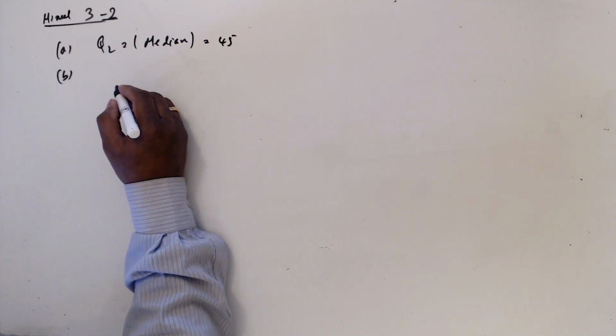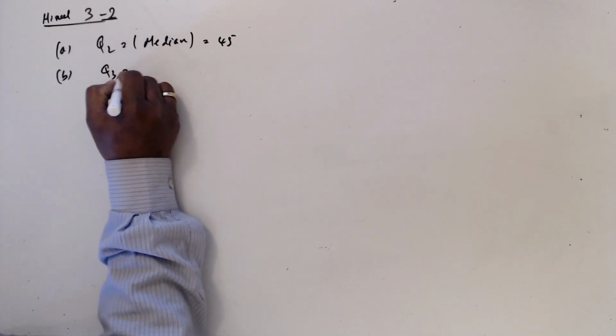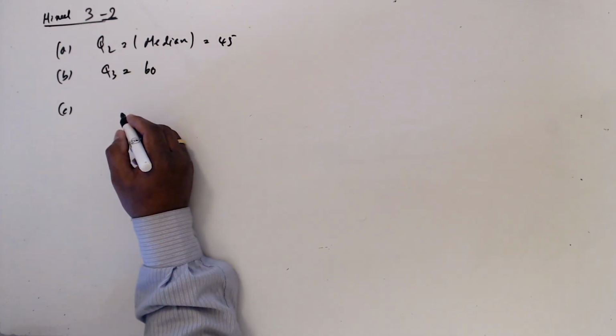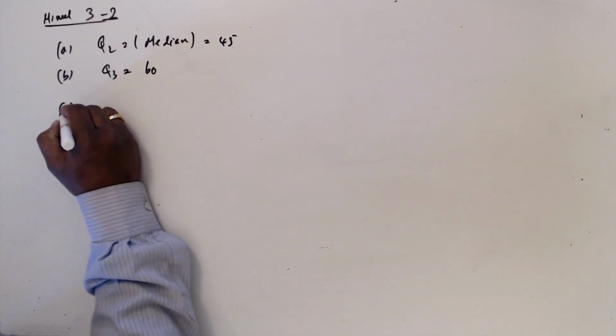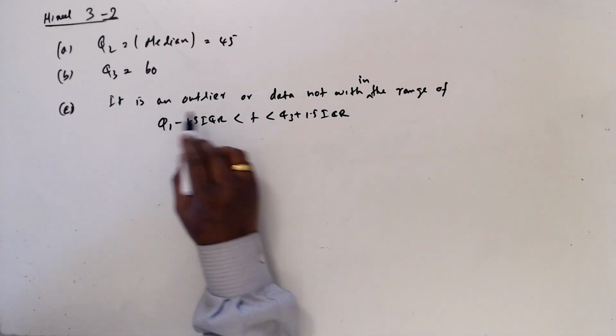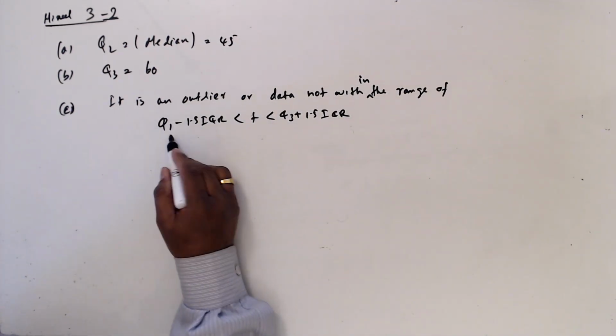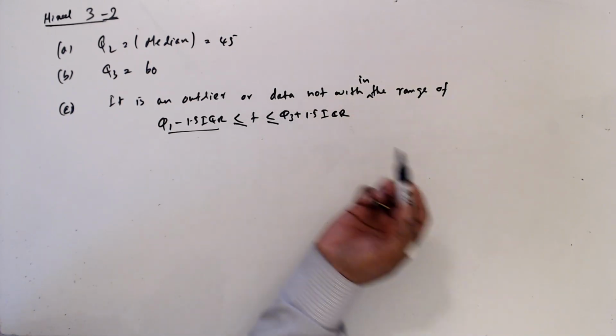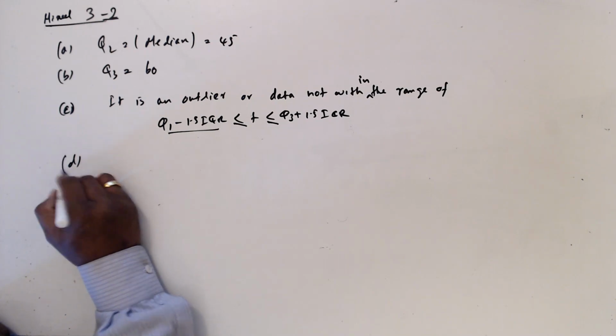Part B: write down the time by which 75% of the IIT club runners had completed. So 75% will come around 60. Q3, the third quartile, is 60, you can see. And part C: explain what is meant by the cross on the ACE club box plot. It means this is an outlier, or data not within the range of the rest. The cross sign is also there. So I wrote the range.